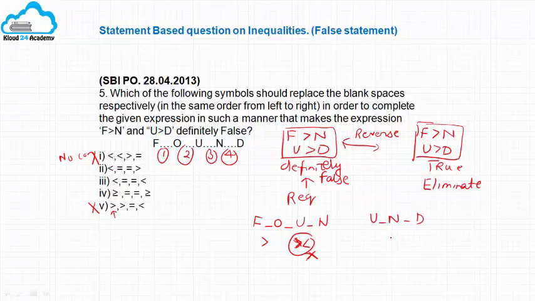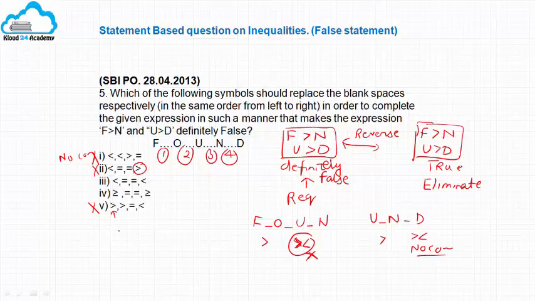What will make u greater than d? Greater than option in any of these blanks. What we don't want? We don't want no conclusion. So greater than sign in any of these. In the second option we have a greater than sign, which will make it true. We don't want that. Eliminated. Now we are left with third and fourth.